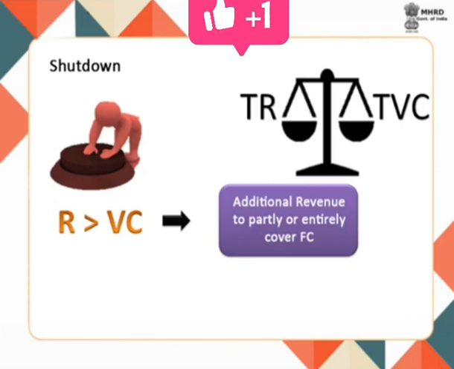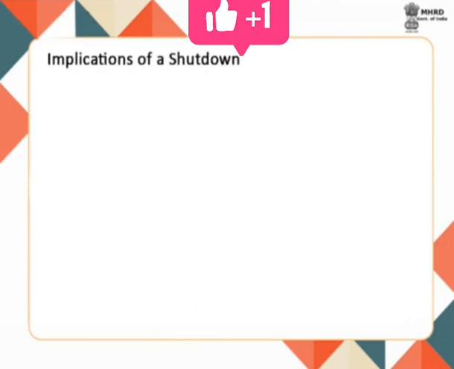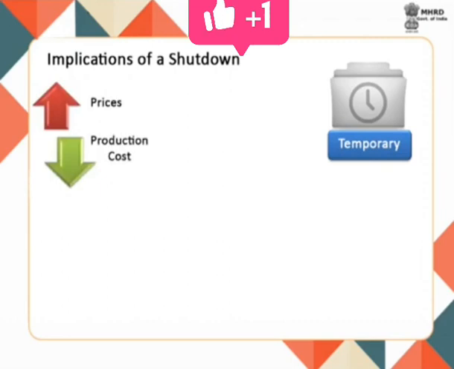On the other hand, if the variable cost is greater than the revenue being made, then the firm is not even covering production costs and it should be shut down immediately. Implications of a shutdown. The decision to shut down production is usually temporary. It does not automatically mean that a business is going out of business. If the market conditions improve due to price increasing or production costs falling, then the business can resume production. Shutdowns are short run decisions.